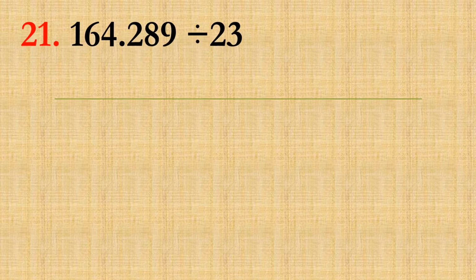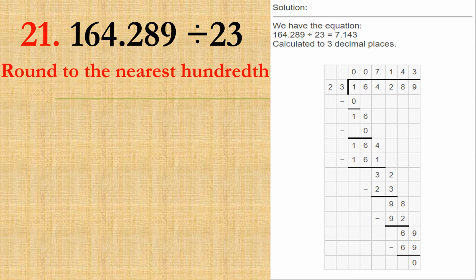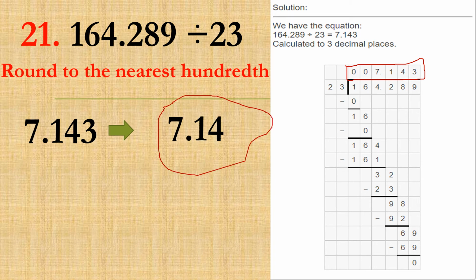And for number 21, 164.289 divided by 23. So the instruction is round your answer to the nearest hundredths. So divide first 164.289 divided by 23. And then your answer, you're going to round it to the nearest hundredths. So 7.143 rounded to the nearest hundredths will be 7.14. So your answer here is 7.14. This is what you're going to write on your workbook.